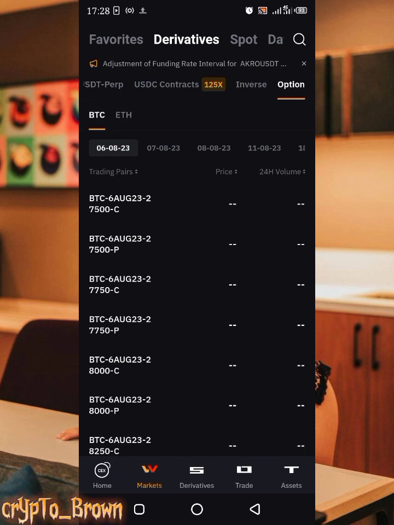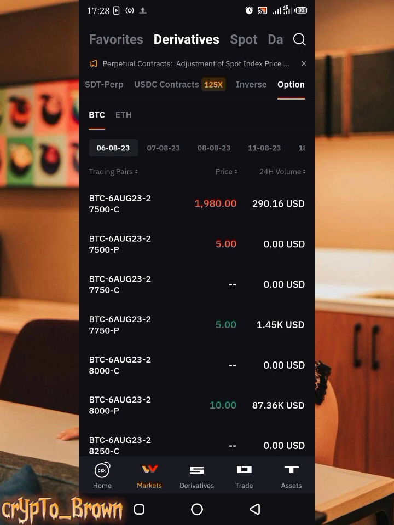So option trading has expiration dates, so you have to be careful with the kind of trades that you are taking. And over here you can see you can only do option trading between BTC and Ethereum. Other contracts are not part of it. So that's for the derivatives part.